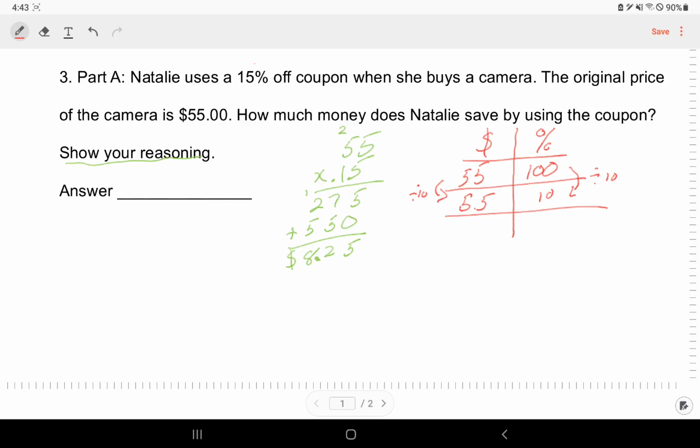Well, I need 15%. So, I'm going to divide by 10 again. Well, actually, yeah, we can divide by 10 again, because I know that's easier for some of you. And so that gives me 1. And so that's 0.55.